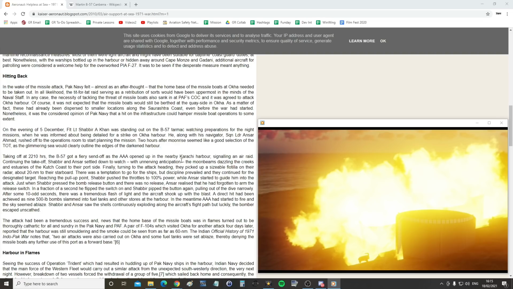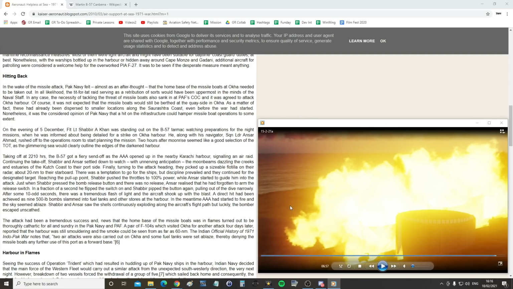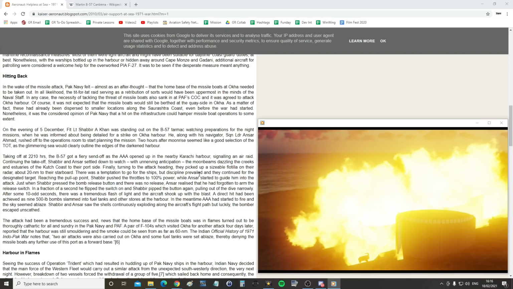Finally, turning to the attack heading, they picked up a sizable flotilla on their radar, about 20 nautical miles to their starboard. There was a temptation to go for the ships. I mean, it could have even been the Indian ships that had made the attack, I don't know. But discipline prevailed, and they continued for their designated target.